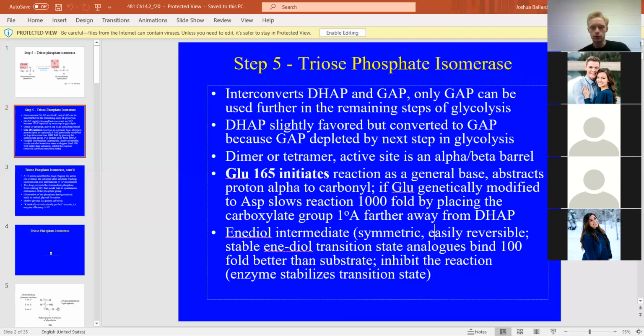Then we also have the enediol intermediate, symmetric and easily reversible. This reaction is reversible.